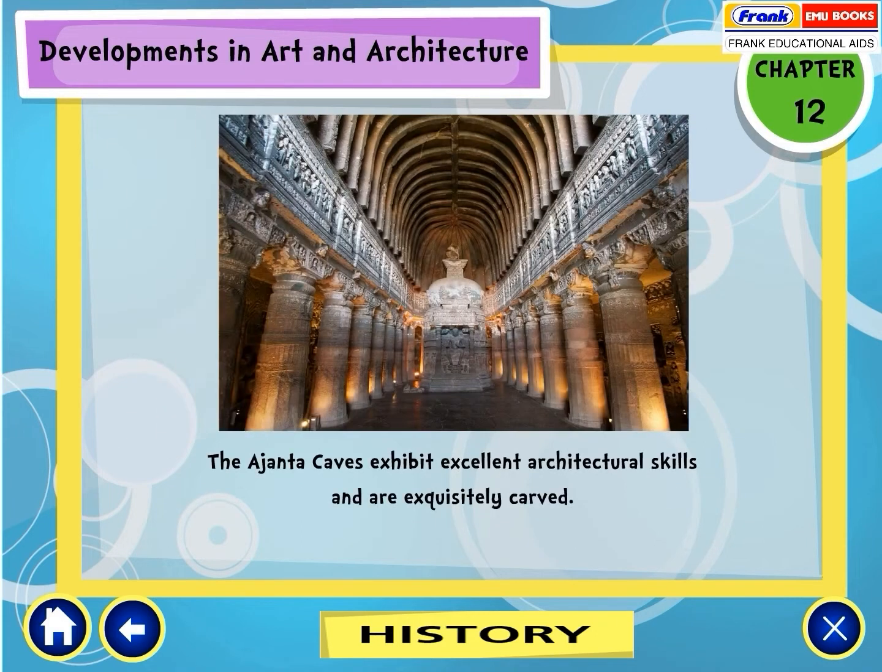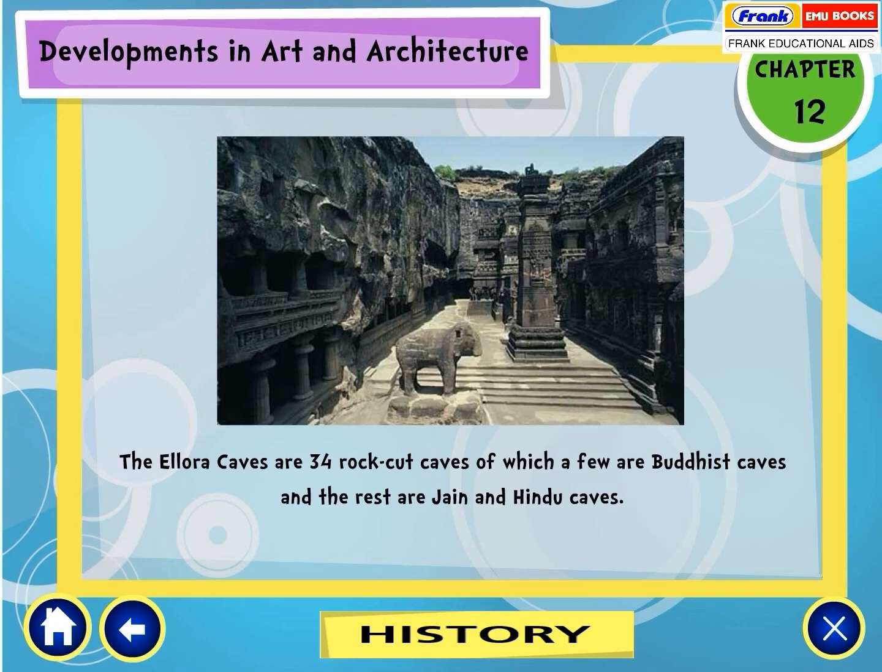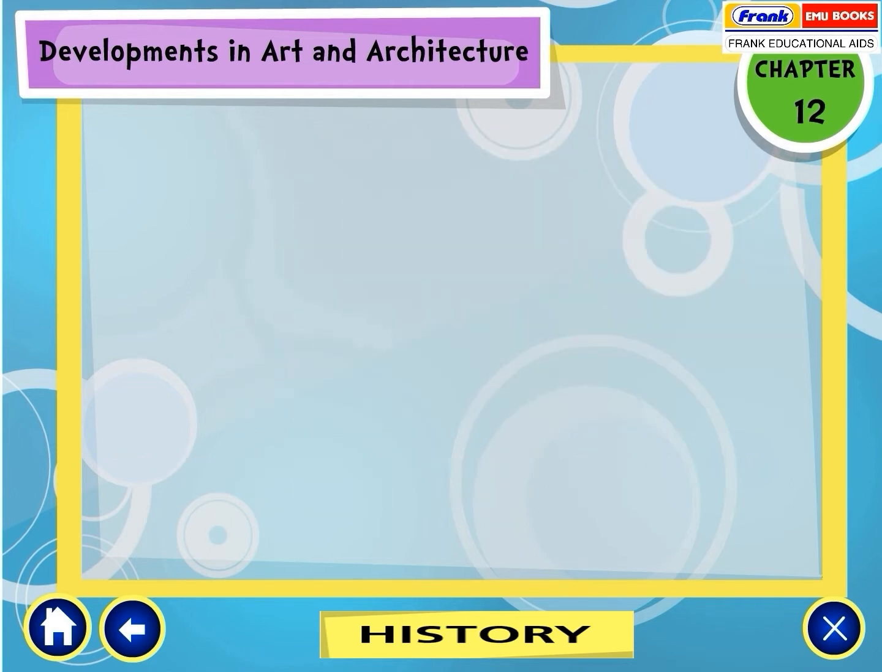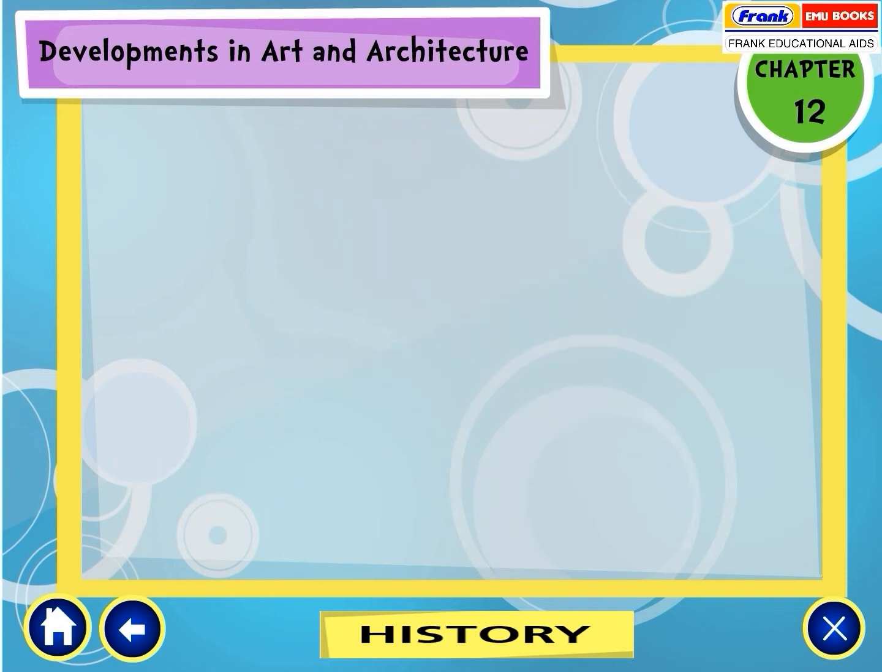The Ajanta caves exhibit excellent architectural skills and are exquisitely carved. The Ellora caves are 34 rock-cut caves, of which a few are Buddhist caves and the rest are Jain and Hindu caves. Besides the rock-cut temples, many stone temples were also built in India. An outstanding example is the Shore Temple at Mahabalipuram.